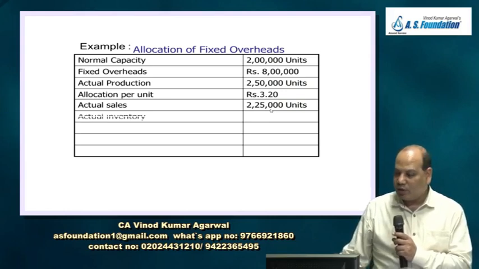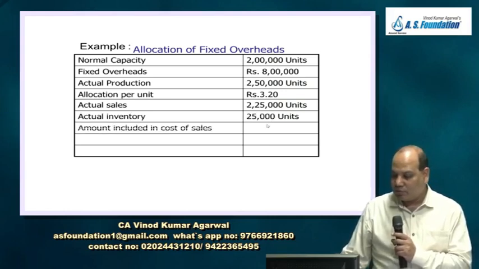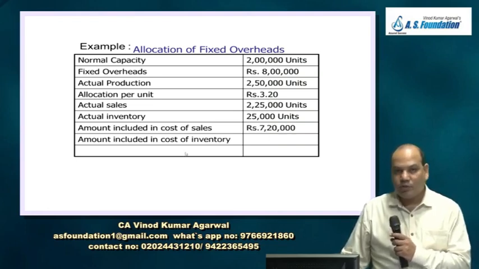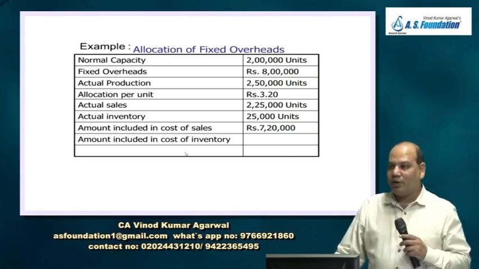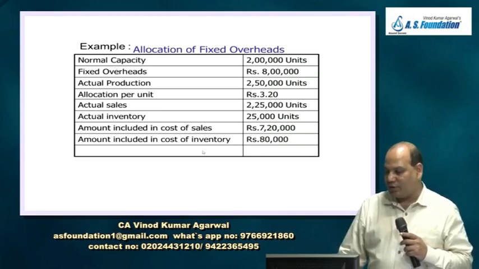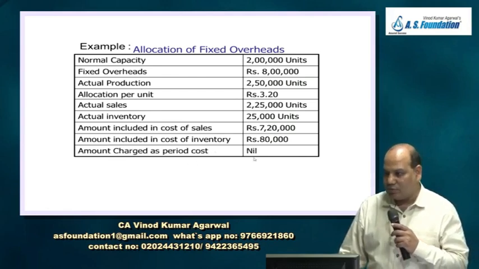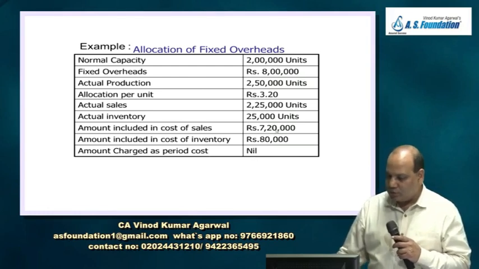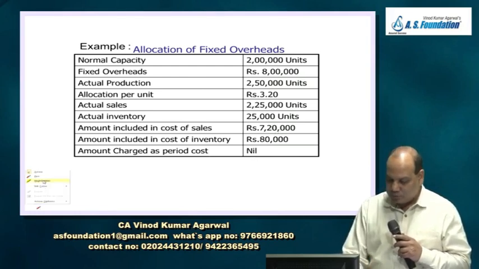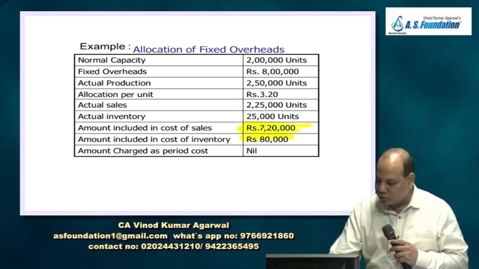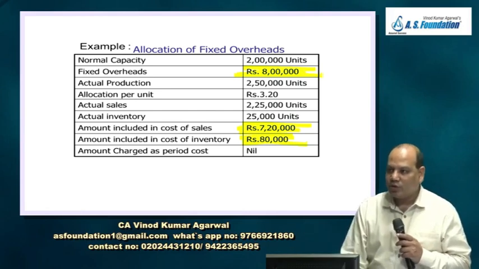What will be actual inventory? 25,000. What will be the amount included in cost of sale? 225 into 3.2, 7,20,000. What will be the amount included in cost of inventory? 80,000. So therefore the amount charged as period cost will be nil, because the total of the overhead absorbed, these two, totals 8 lakh, which is equal to the fixed overhead actually incurred.